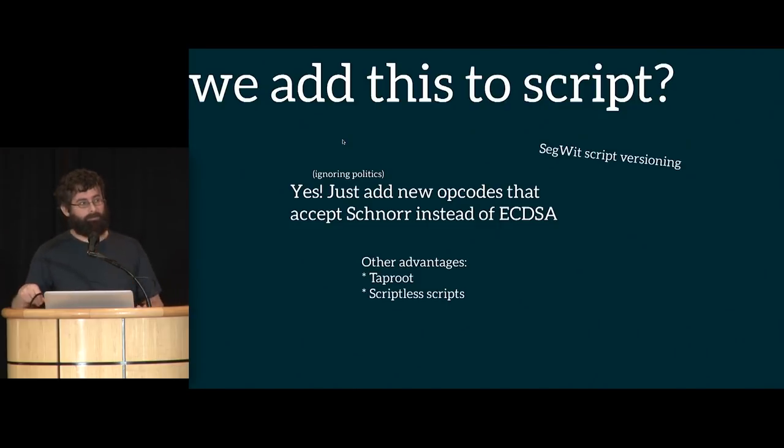If the signature used in the Taproot proposal would be a Schnorr signature, we automatically get all the advantages that I talked about in the previous slide. So not only can this be used for just a single signer, but we get the "everyone agrees" case automatically by using a native Schnorr multi-signature.